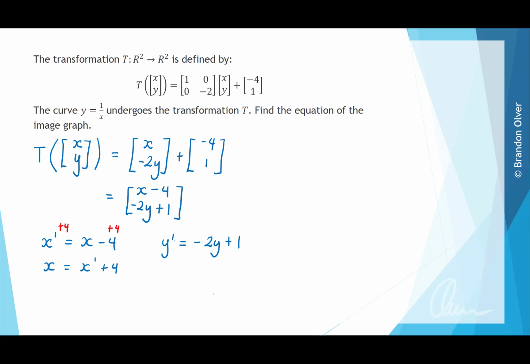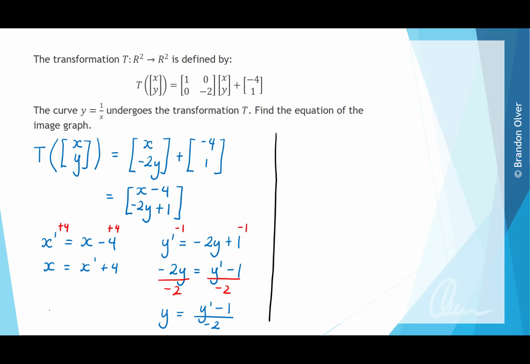For the equation involving y, we're going to start by subtracting 1 from both sides of the equation, so we find that minus 2y is equal to y dash minus 1, and then we divide both sides of the equation by minus 2. So that will give us y is equal to (y dash minus 1) divided by negative 2.